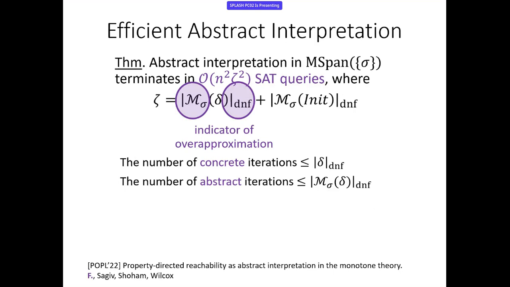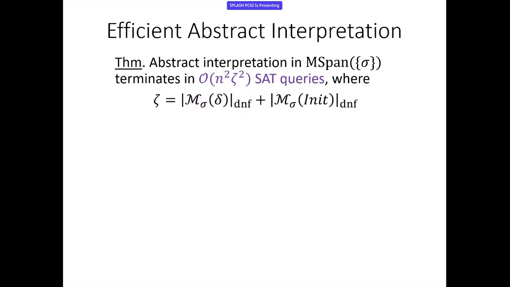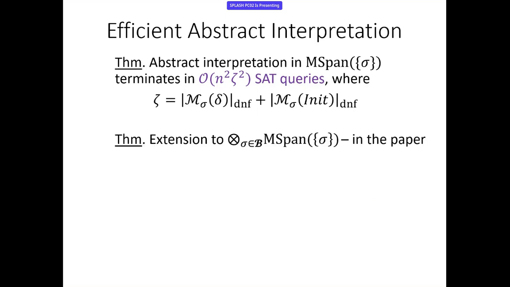So it was important for us to obtain an overall complexity bound for abstract interpretation in this domain using the same quantity. And this is thanks to our improved complexity of our monotonization algorithm compared to Bshouty's original algorithm. We also have an extension of this result to the reduced Cartesian product of monotone span domains, where the similarity to property-directed reachability really comes up, and all the details about abstract interpretation in these domains appear in the paper.